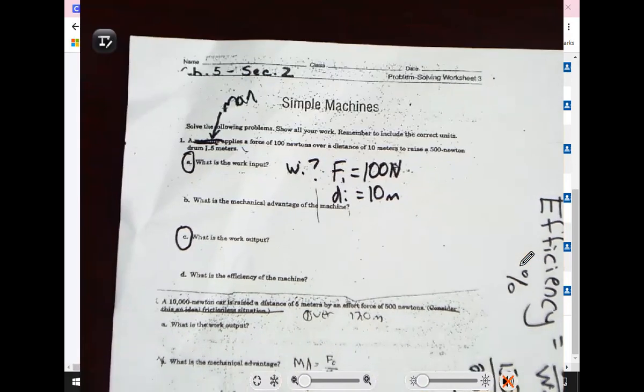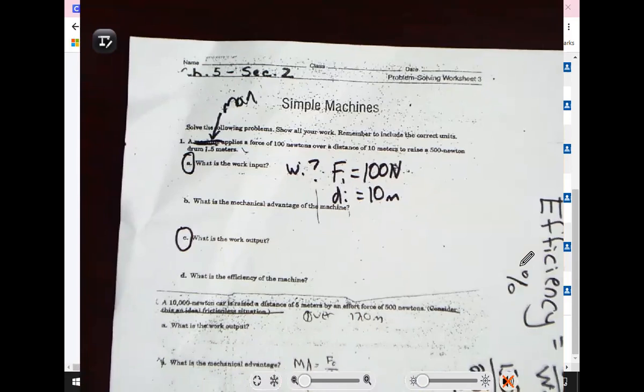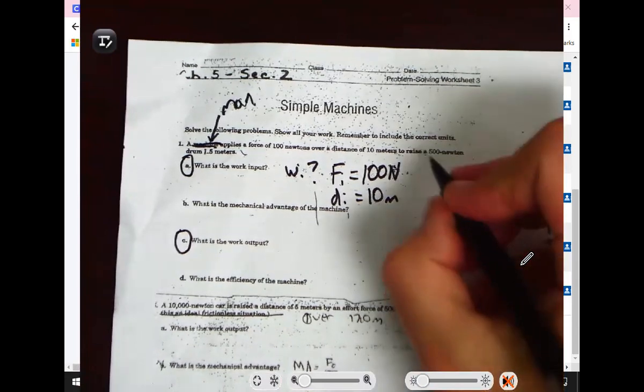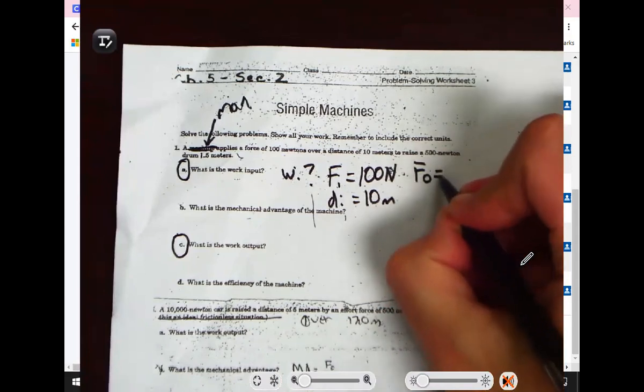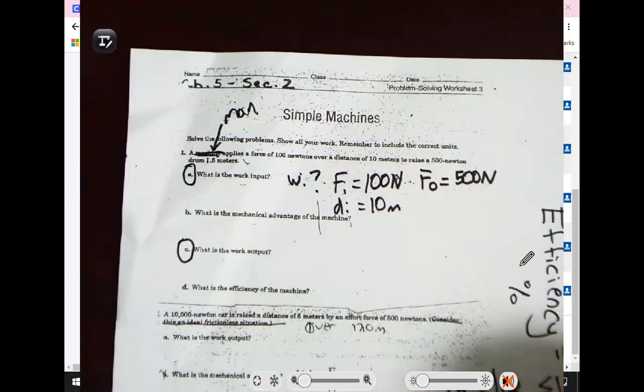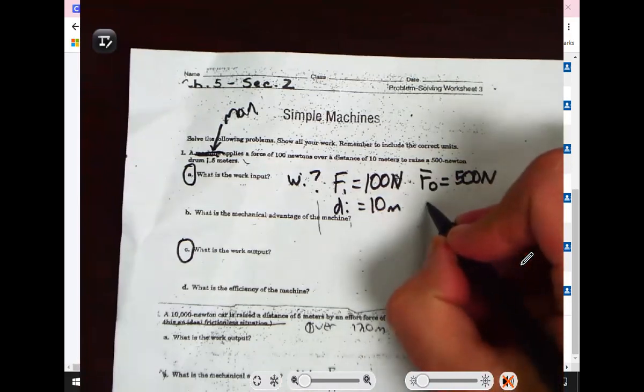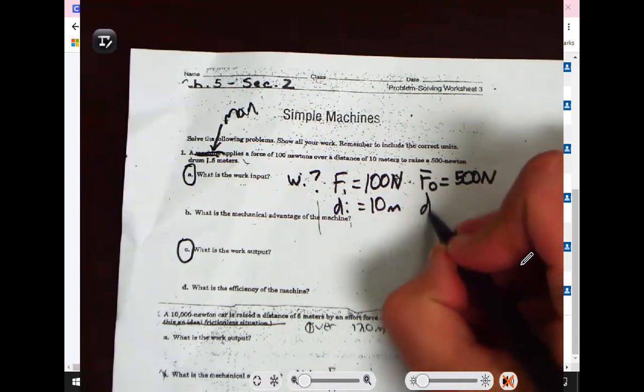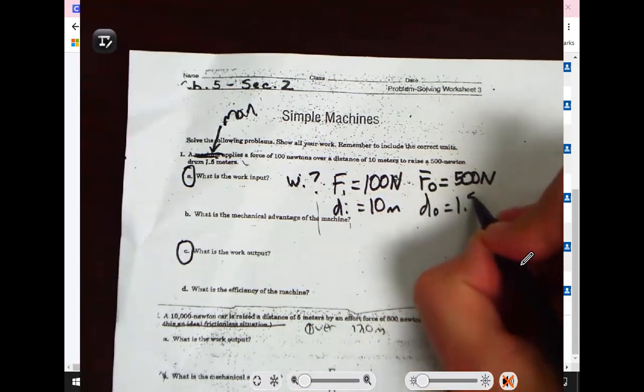All right. The machine did a force of how much? What did the machine do, Caleb? 500 newtons. All right, and staying with you, Caleb, what else do we know about the machine? And so is that the distance input or output? Yes, the distance output is 1.5 meters.